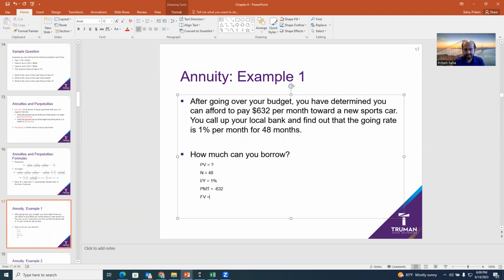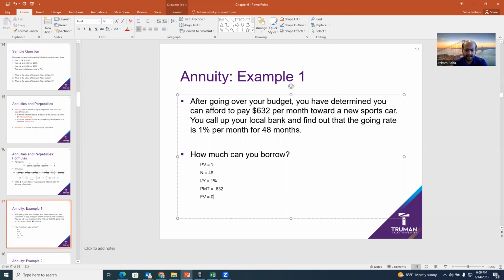Future value is 0 because you will not receive or pay anything at the end of the period. No lump sum cash flows. Future value means, on top of the payment, are you making any cash flows at the end of the period or not? So you're not doing that. What you're doing is a series of equal cash flows.